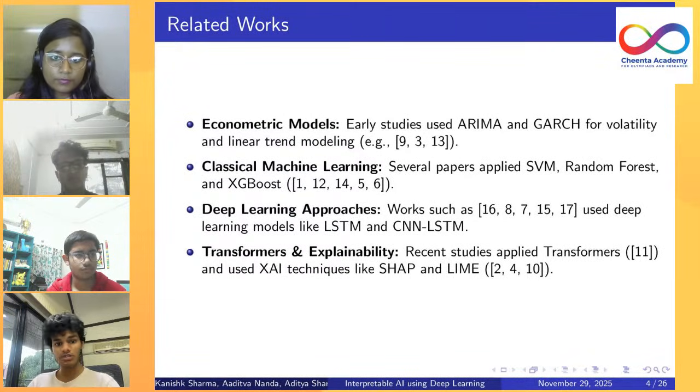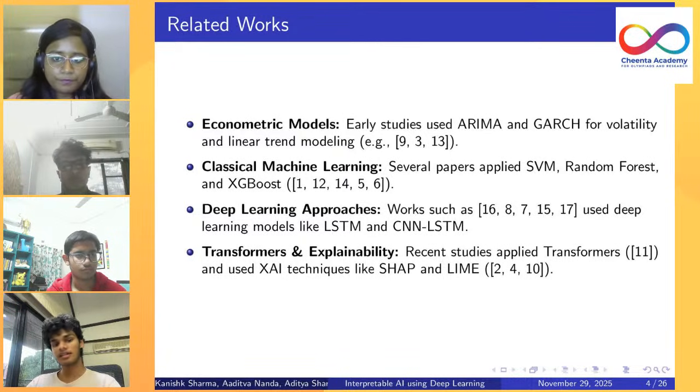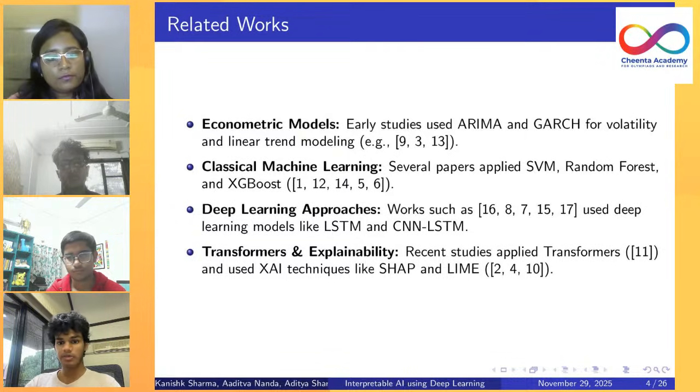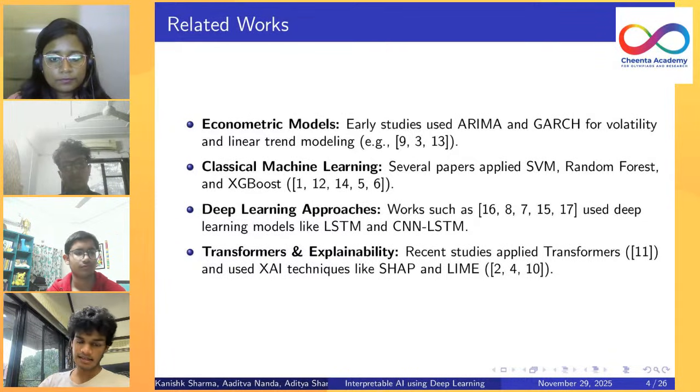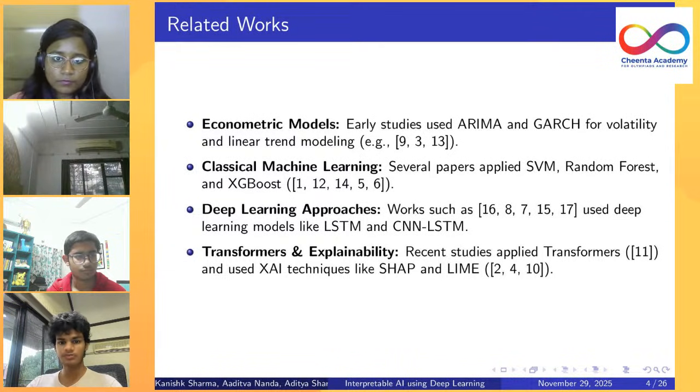So the related works are the normal econometric models, which have used ARIMA and GARCH for volatility and linear trend modeling. And then there are the classical machine learning approaches, where people have applied SVM, Random Forest, and XGBoost. The deep learning approaches are also there, which use models such as LSTM and CNN-LSTM. And a few works also use transformers and explainability using techniques like SHAP and LIME for interpretability.